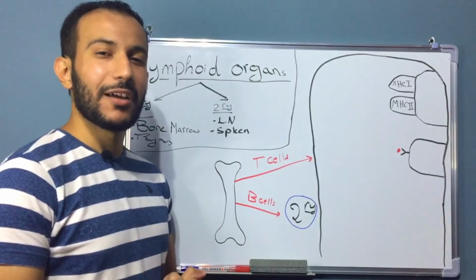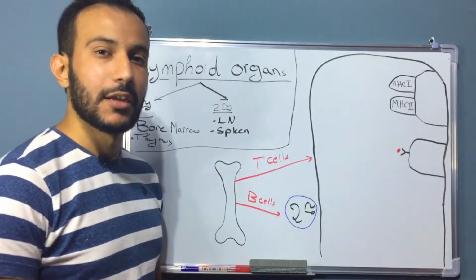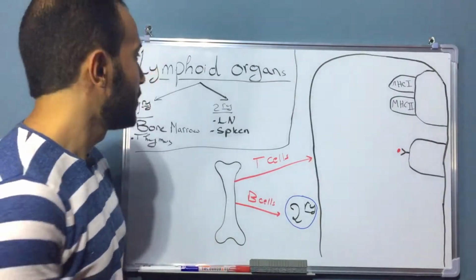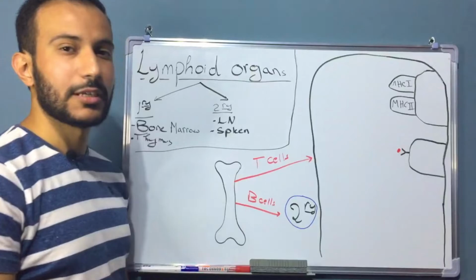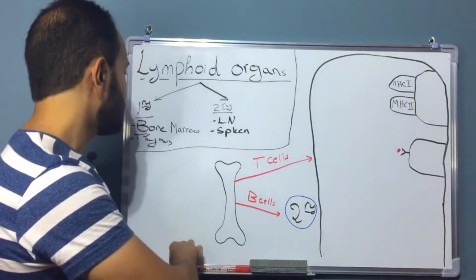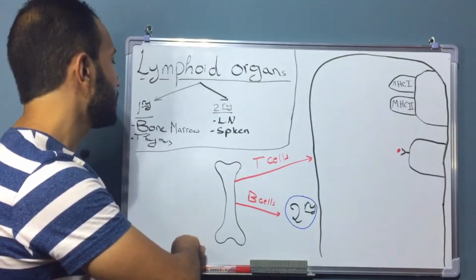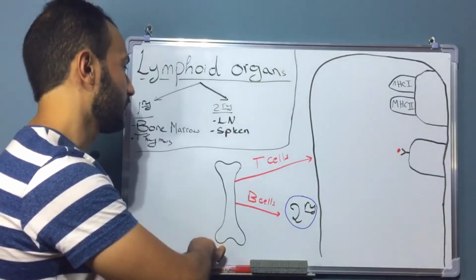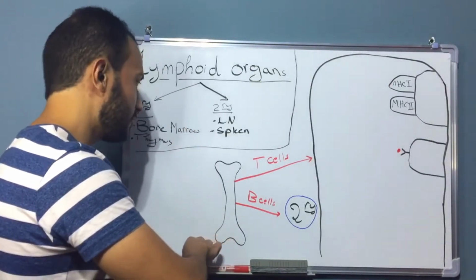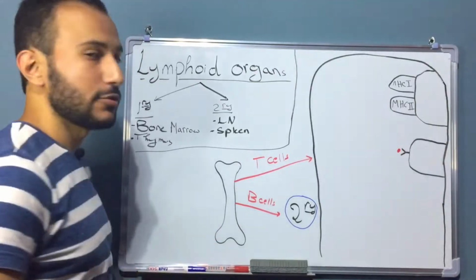Okay, we have two types of lymphoid organs, primary and secondary. The primary are bone marrow and thymus, secondary are lymph node and spleen. The primary lymphoid organ is the site of production and maturation of the immune cell, while the secondary is the site for the activation of the immune cell.